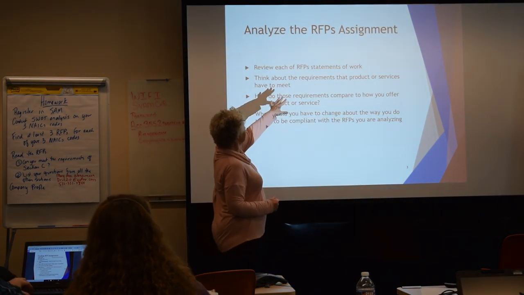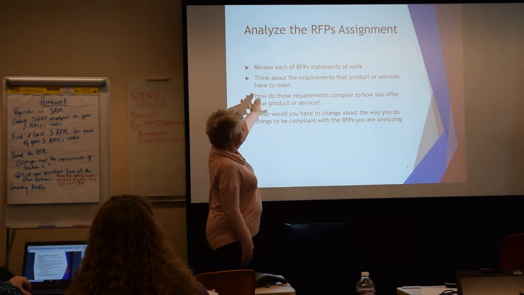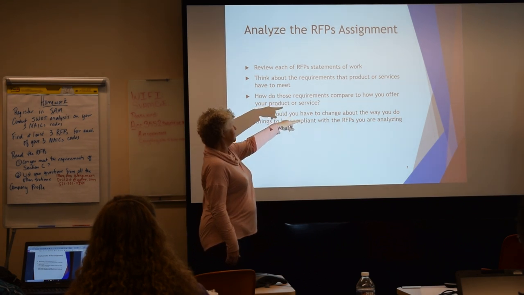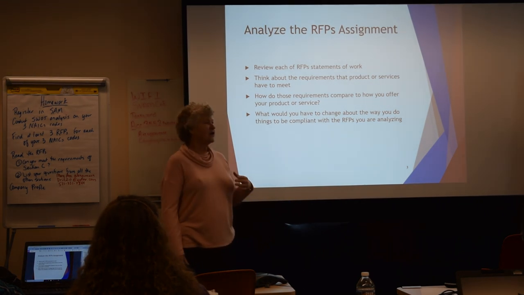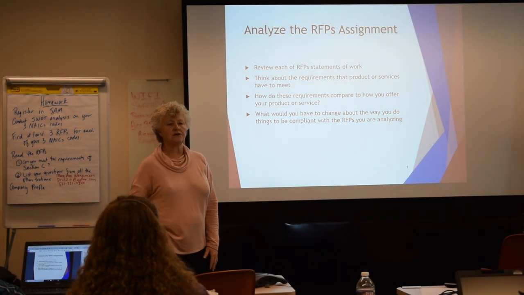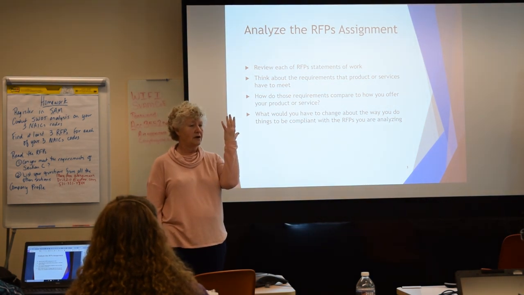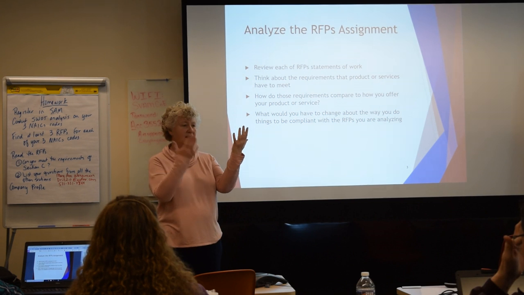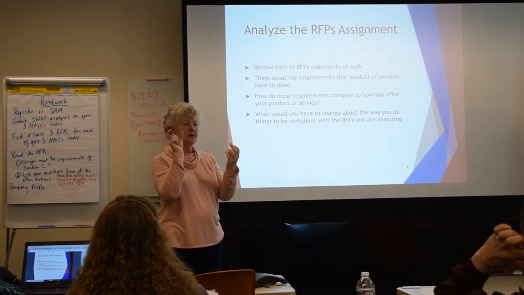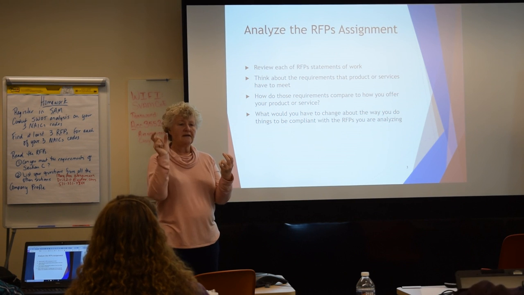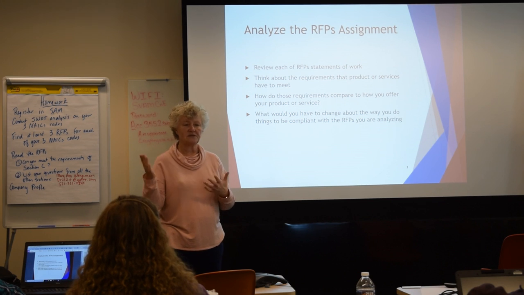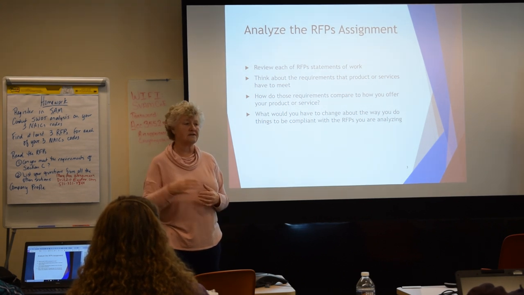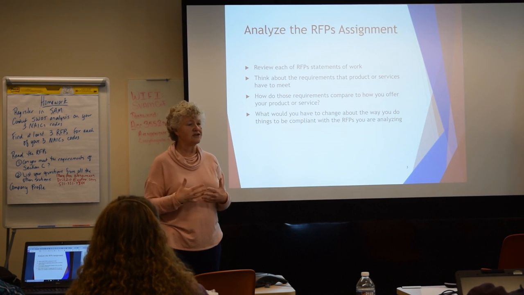okay, so when you're reviewing the statements of work, what I want you to look for is think about the requirements that the product or services have to meet. How do those requirements compare to what you offer in your product or service? Some of these things are going to be minor changes. Your product comes with 3 months warranty, they want a year's warranty. So all you really have to do is take your product price, add 9 months of warranty to that price, and have a separate product offering to the government that your commercial product comes with 3 months and your government product comes with 1 year. And it's just a difference in price. Same product, just more warranty and a difference in price. That's a relatively easy change for you to make.